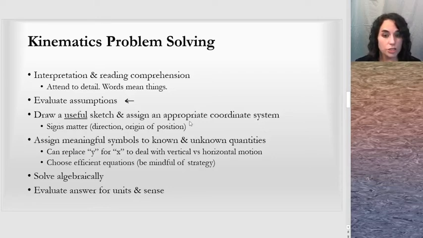Drawing useful sketches and assigning an appropriate coordinate system is key with kinematics because we're working with vector quantities. We need to keep track of positives and minuses and direction. Okay. Assign meaningful symbols. These symbols are usually in the equations, so in this situation you may need to use a final or which object. Subscripts become more important. You can replace x with y if you're in the vertical direction rather than the horizontal direction. It's perfectly fine to do that.